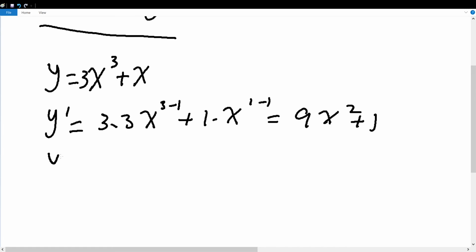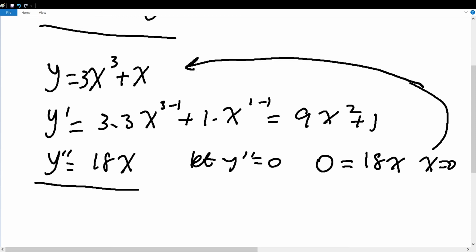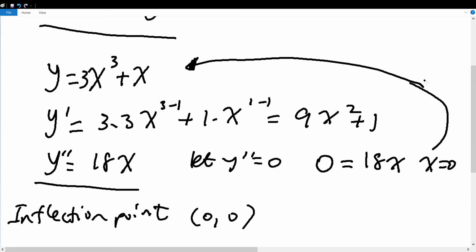Now we take the derivative of that again, which will be 18x. We know that the double derivative will help us find inflection points because that's the definition of it. So we let y double prime be equal to 0, because at an inflection point the concavity changes. So 0 is equivalent to 18x. That means x is 0. Now we can plug x equals 0 back into the original function to find the inflection point's coordinate. And that will be 0. So the inflection point will be (0, 0).